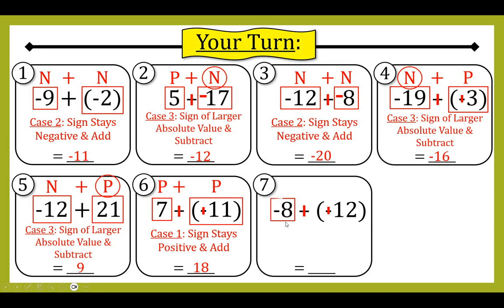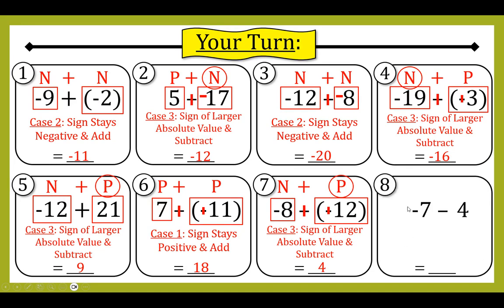Here I have negative 8 plus positive 12. So I'm going to write right above it a negative plus a positive. This is case number 3. I'm going to take the sign of the larger absolute value and subtract. So here I have 8, here I have 12. 12 is greater than 8, so that tells me my answer is going to be positive. And now I'm going to subtract. 12 minus 8 is going to give me 4. Okay, we're on the last problem.